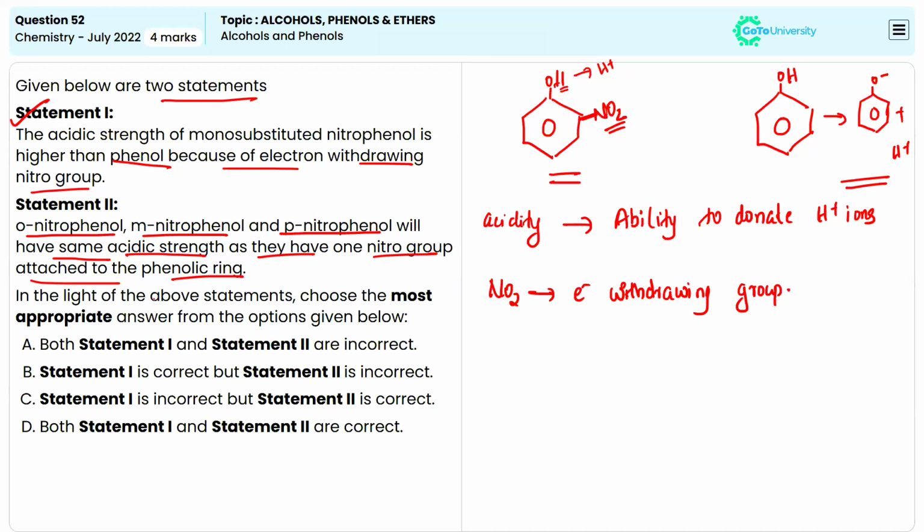Now coming to the second one: orthonitrophenol, metanitrophenol, paranitrophenol will have the same acidic strength as they have one nitro group attached to the phenolic ring. This is not correct, because the one that I have given here is the orthonitrophenol, right? If you draw the structure of metanitrophenol, as per the given, the nitro group will be at the third position from the hydroxyl group. This is meta. Now coming to the para nitro, the nitro group will be at the opposite position. Here is the hydroxyl group, here is the nitro group, right? So this is the compound.